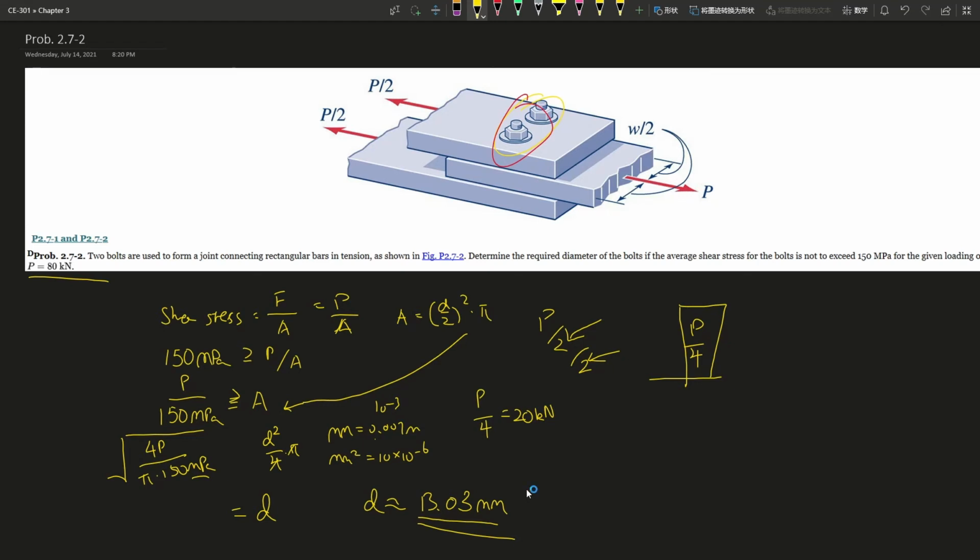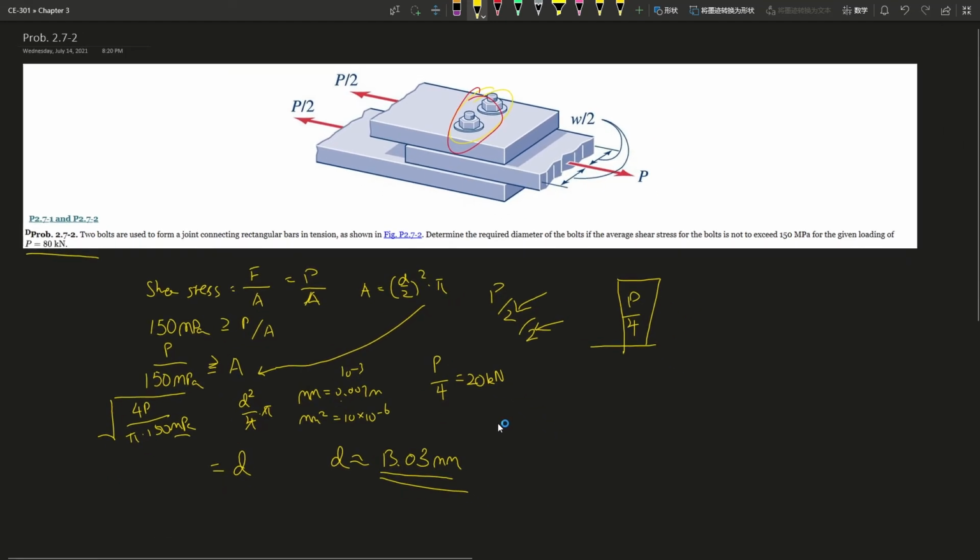Okay, and so this is the method of how to solve this problem.